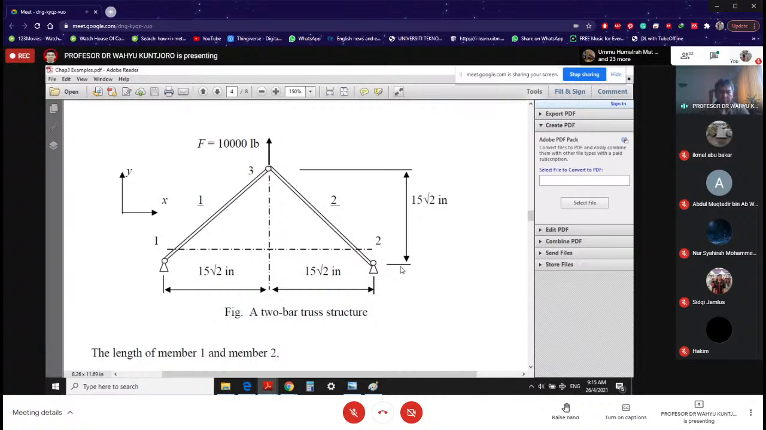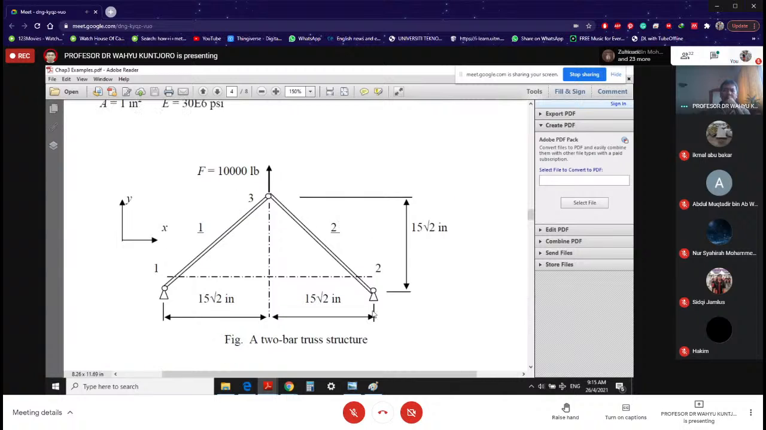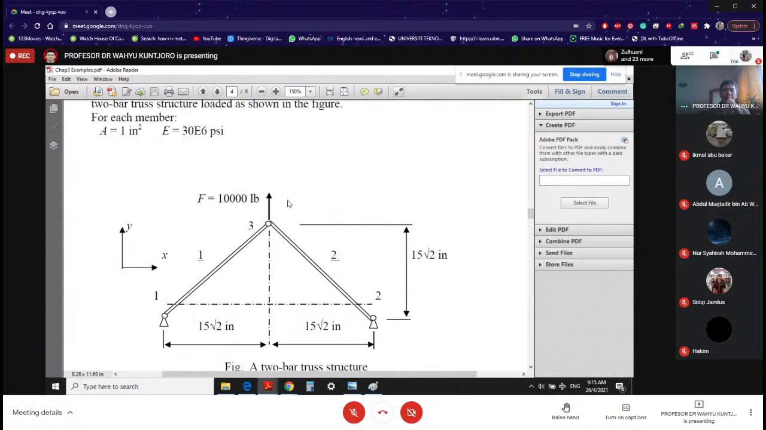And xy is, of course, the coordinate axis. The material is given here. It is steel, given in pounds per square inch, 30 times 10 to the power of 6. And the cross-sectional area is the same for both element number 1 and element number 2. Okay, so you have everything. Then you can solve this problem.